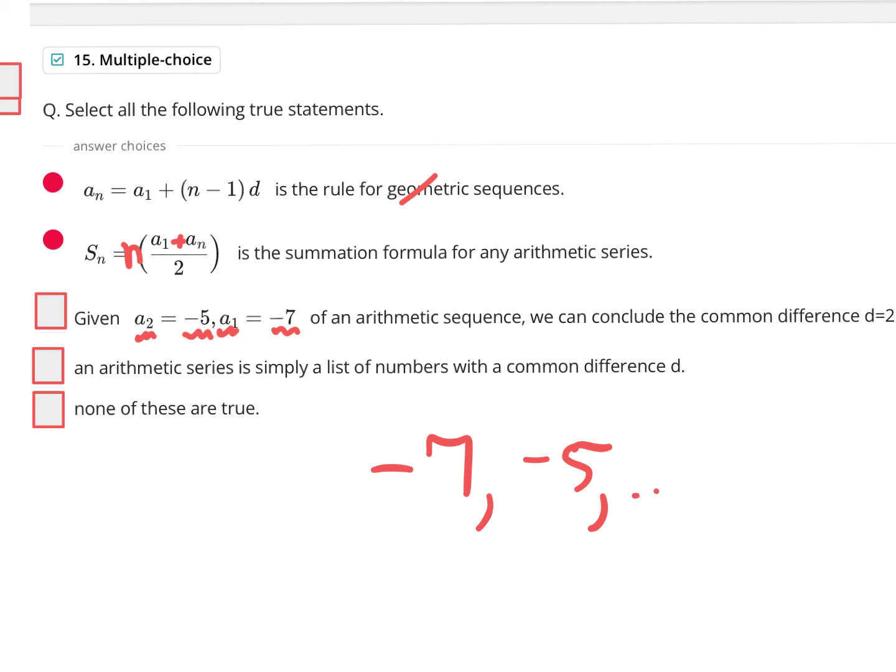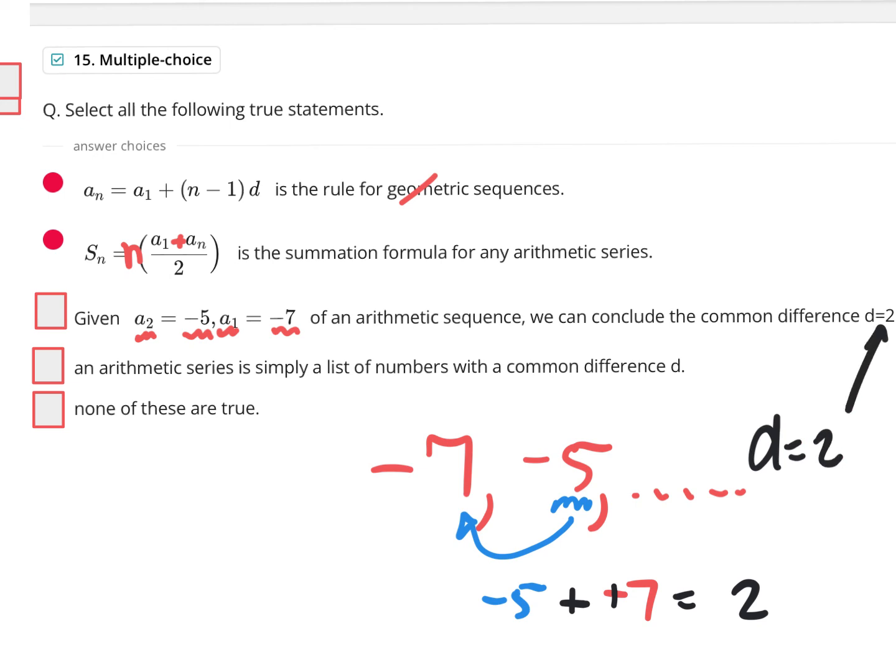Okay. And we know that it goes forever. And we know that it's arithmetic. We know there's a common difference. What is that common difference? If you just simply take this number, -5, subtract the previous number, -7, from it, what will you get? Plus plus, you'll get +2. So the common difference really is +2. That's what it's saying. This is definitely a true statement.